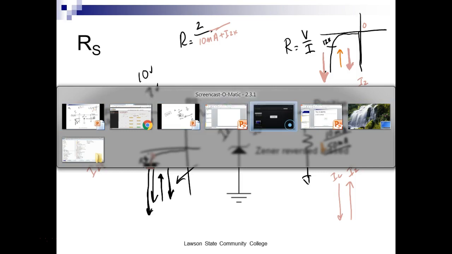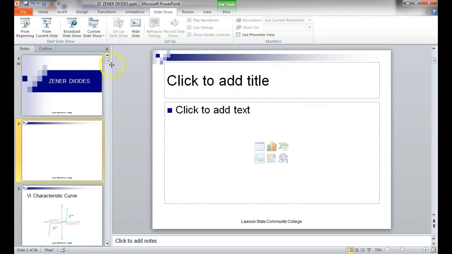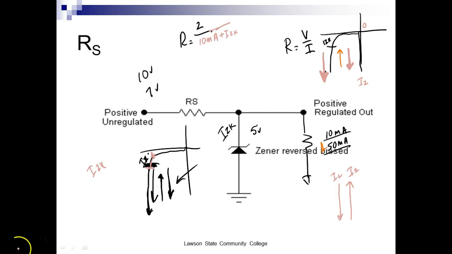Let's look at the data sheet and see if we've got a 5-volt Zener over there. If we don't have a 5-volt Zener, then we'll just use the 5.1 just to get an idea of it. Y'all got the data sheet up? Do we have a 5-volt Zener? Well, that's what we'll use then.